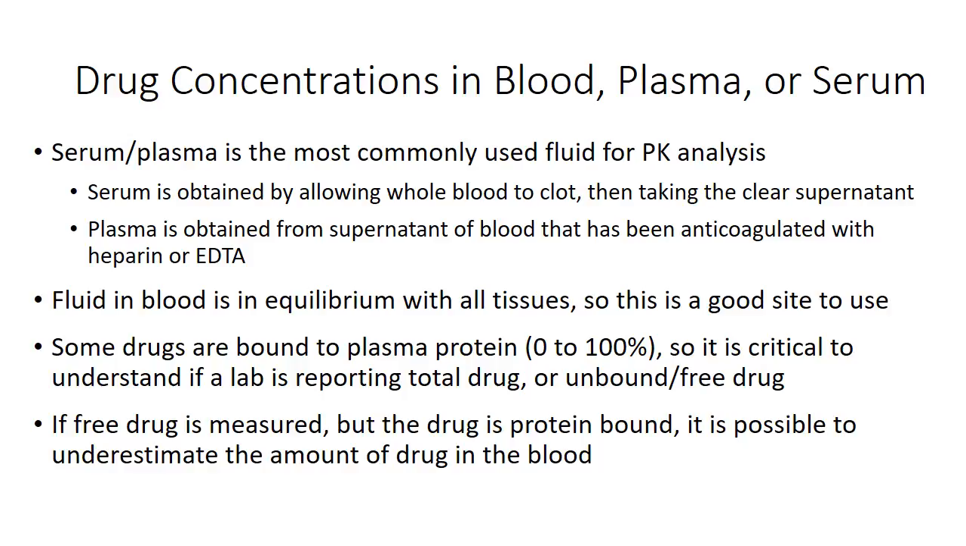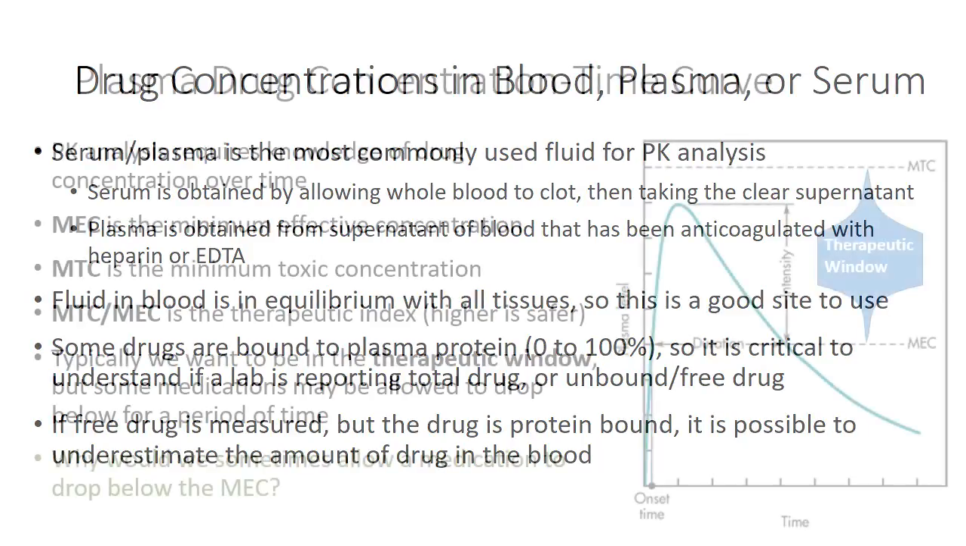If free drug is measured, but the drug is protein bound, it is possible to underestimate the amount of drug in the blood. Obviously, right? So if I claim that the drug is only at a concentration of 10 micrograms per milliliter, but I didn't know that they were only reporting the free drug, if 90% of that drug is bound to protein, then I have approximately a 90% underestimation of the concentration in the blood, right? So it's really important to know what is being measured.